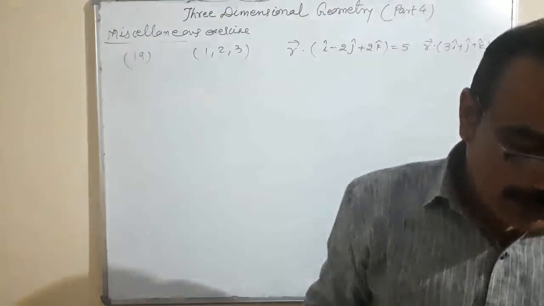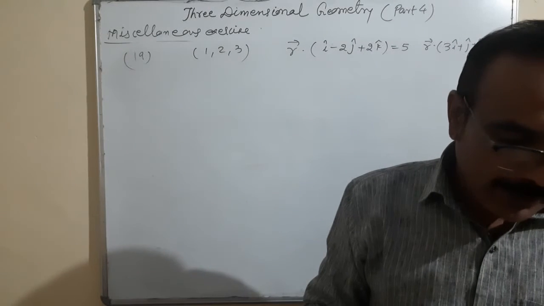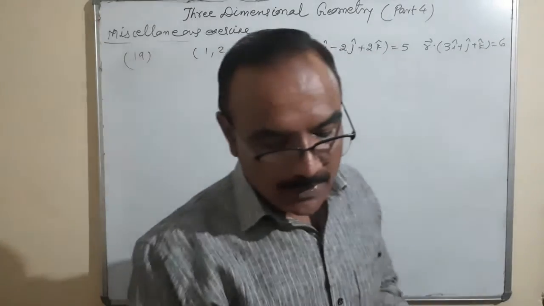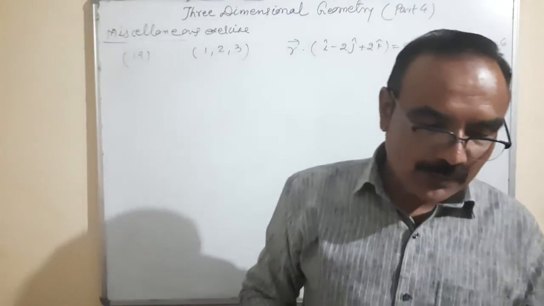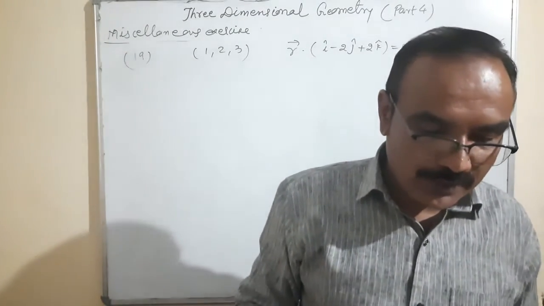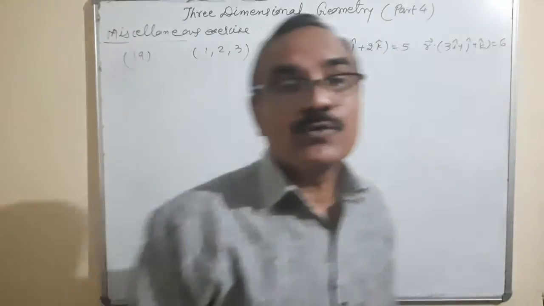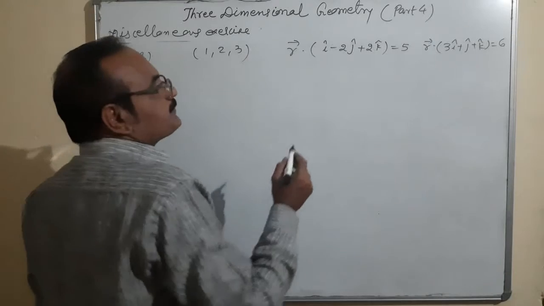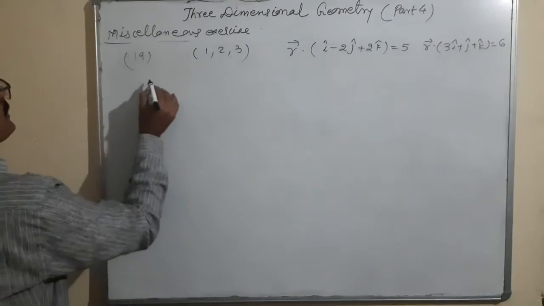Find the vector equation of the line passing through 1, 2, 3 and parallel to the planes 1 and 2. So that means we are going to find the vector equation of the line which is passing through this point 1, 2, 3 and parallel to these two planes. Okay. Right.